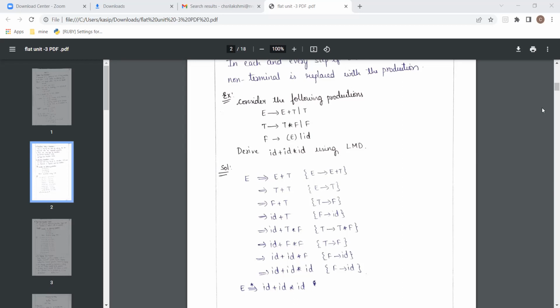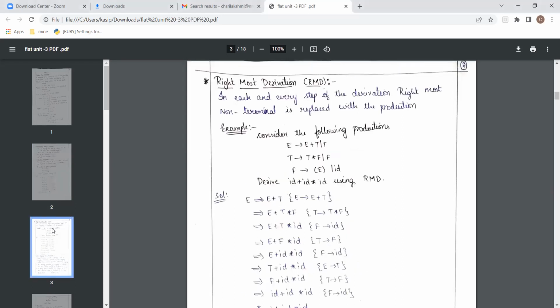Okay, so coming to the next derivation, that is rightmost derivation. As I told you, two types of derivations will be there, leftmost derivation and also the rightmost derivation. In the rightmost derivation, in each and every step of the derivation, the rightmost non-terminal is replaced with the production. From the right hand side, we are going to replace all the productions here. So the number of productions should be reduced whenever you are going to take the string. The number of productions should be minimum. You are not going to make it complicated.